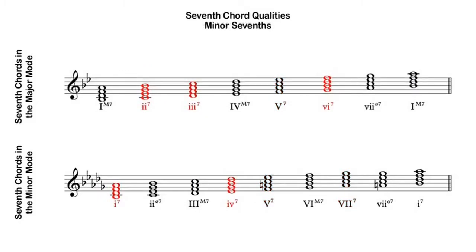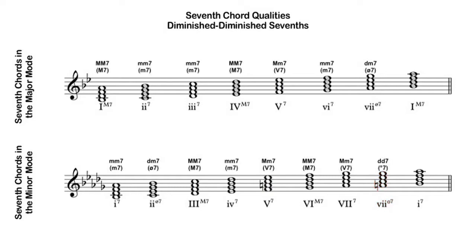Minor 7th chords show up as the supertonic 7th, mediant 7th, and submediant 7th in major, and as the tonic and subdominant 7th in minor. Half-diminished 7th chords show up as the leading tone 7th chord in major, and the supertonic 7th chord in minor. Fully diminished 7th chords show up in only one place in the entire major-minor tonal system, and that's as the leading tone 7th chord in minor.